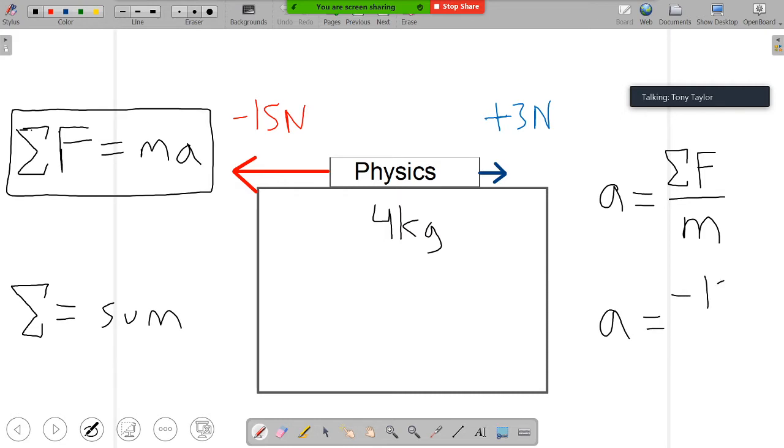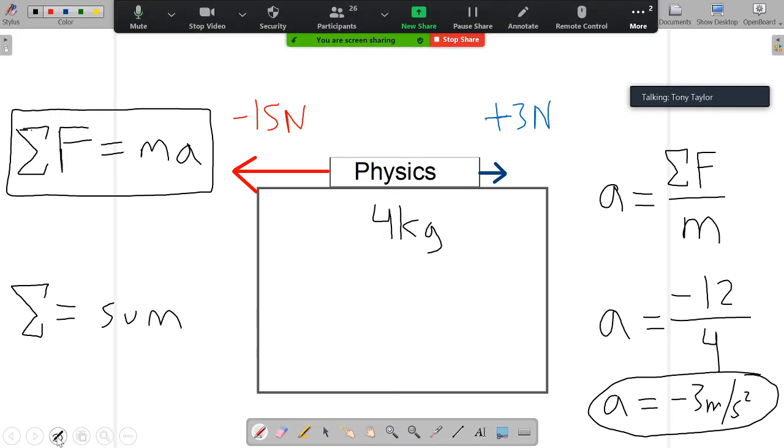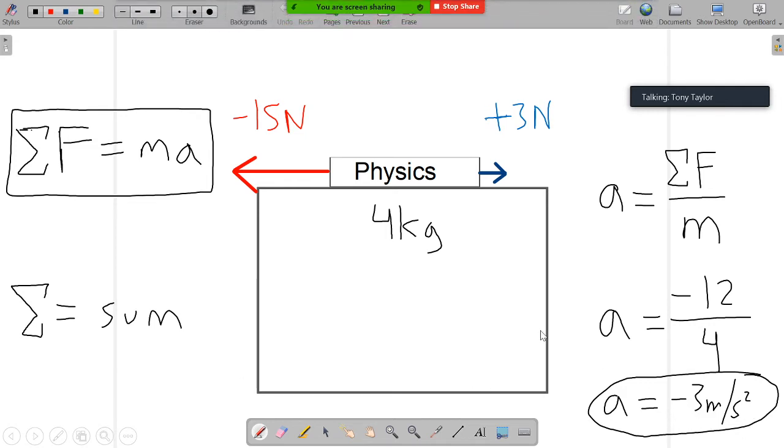So the sum of my forces here is negative 12. And what is my mass? Remember I said the book has a mass of 4 kilograms. So if I do the math here, if you take negative 12 and divide it by 4, that gives you negative 3 meters per second squared. So in this case, guys, for this specific example, what's going on is that the book will accelerate at 3 meters per second squared to the left. That's what that negative means.